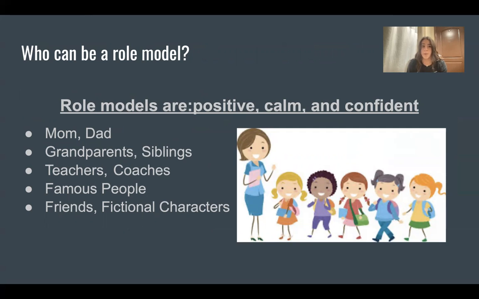Grandparents and siblings are big ones. Teachers and coaches have big impacts on children's lives. Famous people such as actors or singers can really inspire children, and friends and fictional characters. Fictional characters can have a large part in children's lives just because in heroic stories, for example, they inspire, motivate, and transfer cultural values to children.